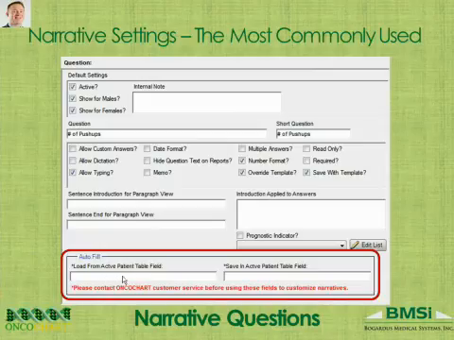I want to note users have the ability to send a CPT along with a modifier to billing based on which answers are selected for a question. Simply put the CPT in this box, and if this answer is chosen, the CPT will be sent to billing when this narrative is recorded.